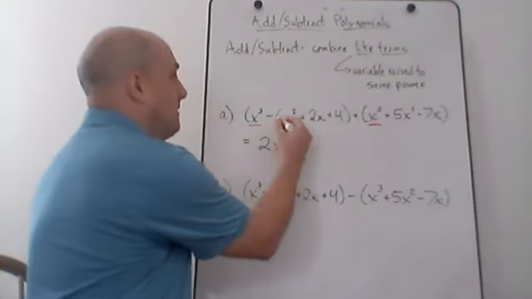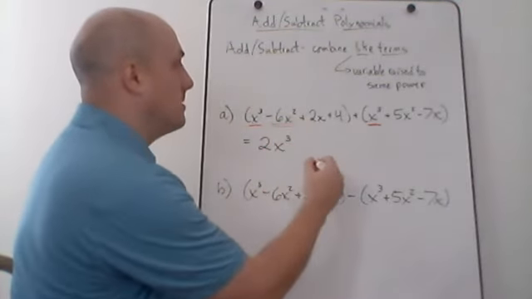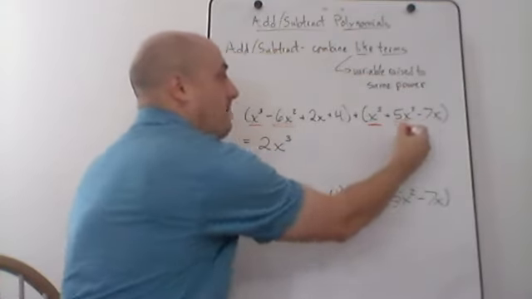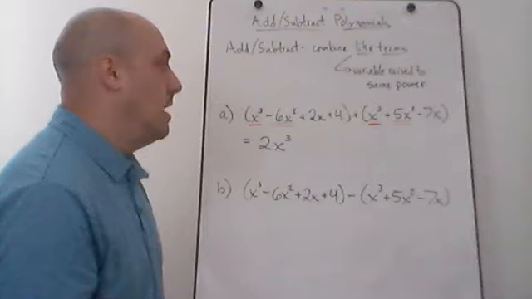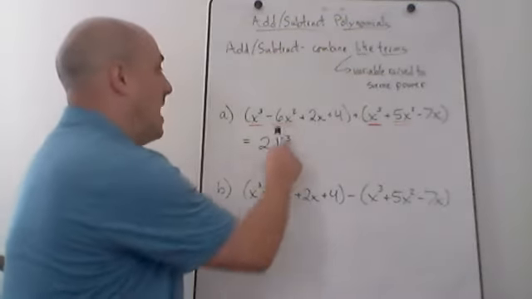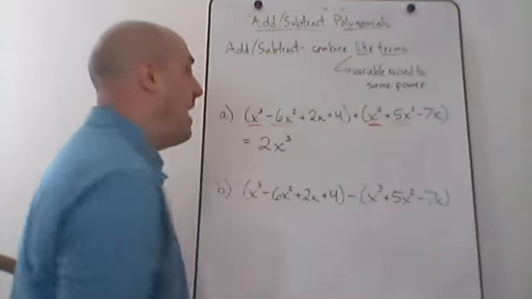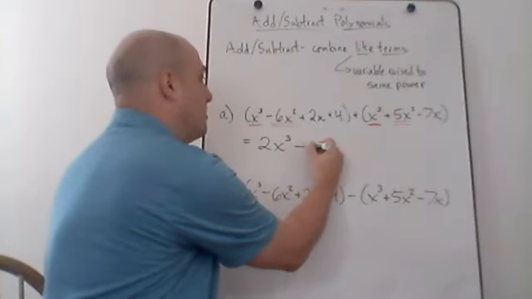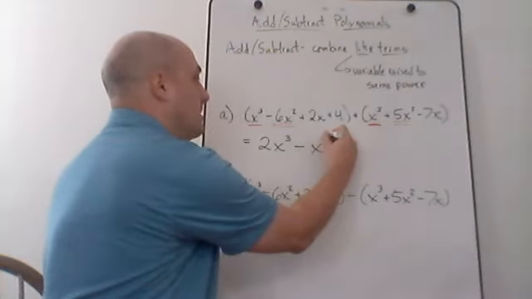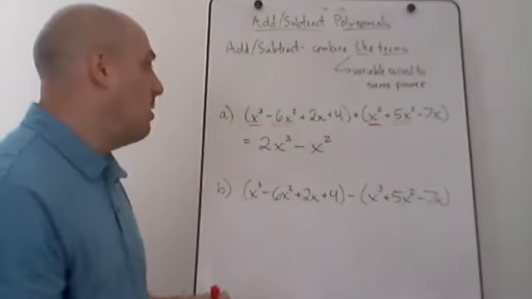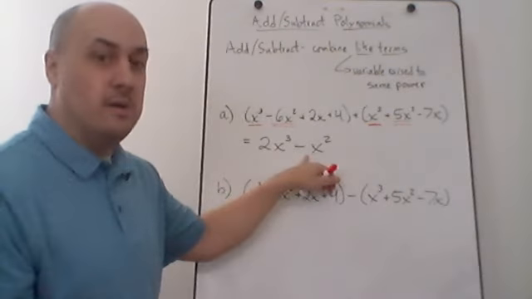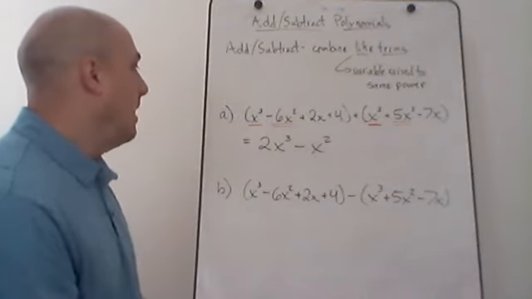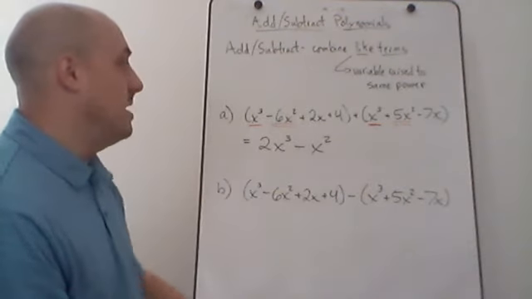Our next term in our first polynomial is minus 6x squared. And do I have an x squared in the second polynomial? I do, I have a plus 5x squared. So I combine my x squared terms. I have a negative 6, I have a plus 5. Well, negative 6 plus 5 is negative 1. So I'm going to have a minus 1 or just a minus x squared. Remember, when the coefficient is 1, you don't have to put that 1 in front of the x squared. If you want to, it's fine. It's just not necessary. All right, so I have a 2x to the third. I have a minus x squared now.